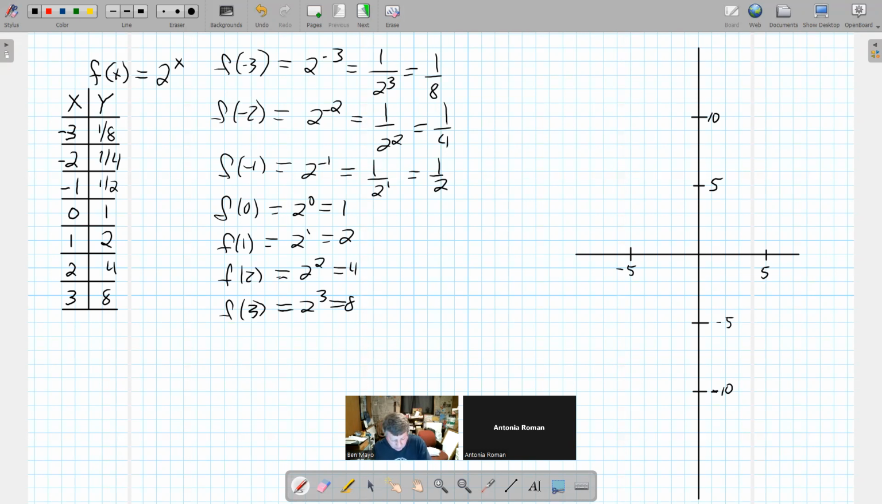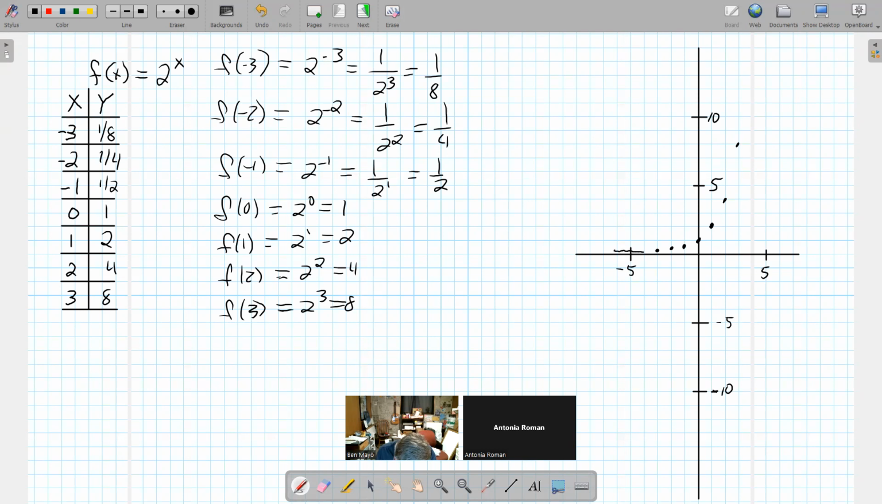Now, to plot those points, -3, 1/8 is right about there. -2, 1/4 is about there, maybe moving up a little bit. -1 moves up to 1/2. When x is 0, y is 1. When x is 1, y is 2. When x is 2, y is 4. When x is 3, y is 8.